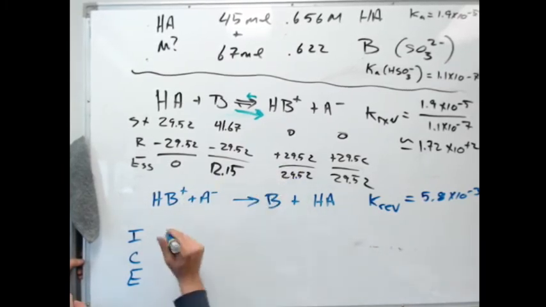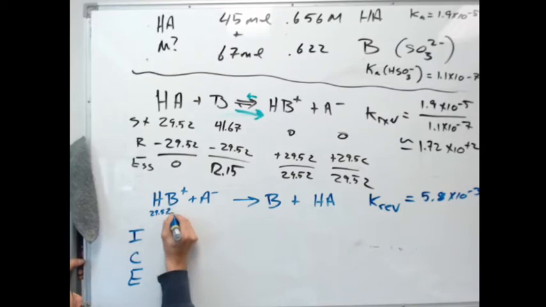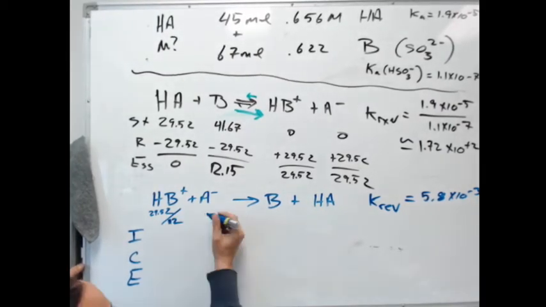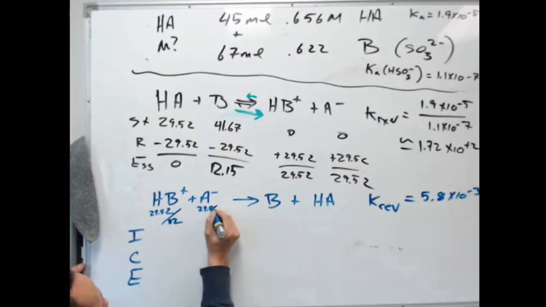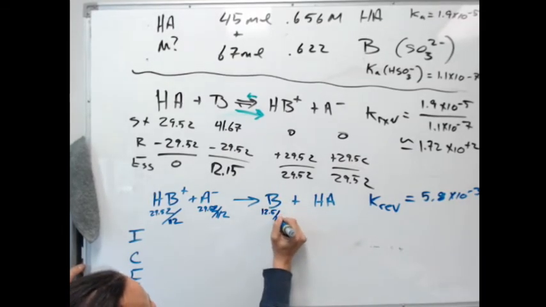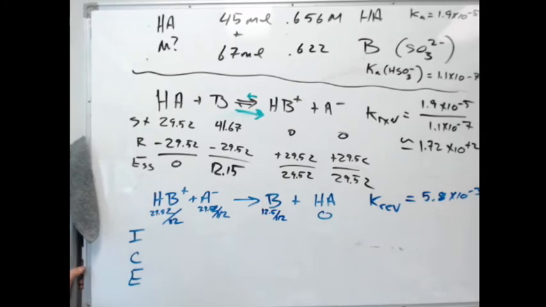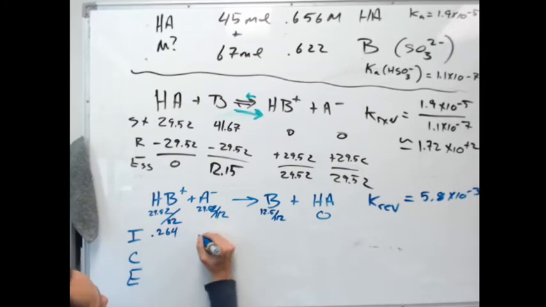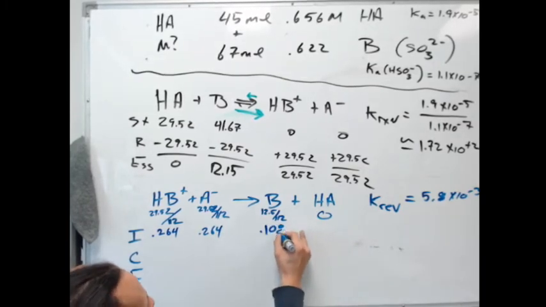I'm going to have 29.52 divided by my total volume, 45 plus 67, which is 112. A minus, I'm going to have the same number, 29.52 divided by 112. My B, I'm going to have 12.5 divided by 112. My HA is my 0. And I actually need to get these two molarities. So I got 0.264 for HB and A minus. And then 0.108. 0.108 and 0.